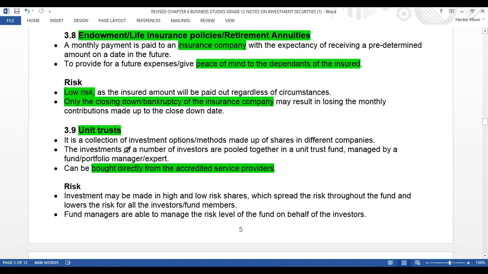Risk for this unit trust. We know that the investment may be made in high and low risks, which spreads the risk throughout the fund and lowers the risk for all the investors or fund members. Does it make sense? The fund managers are able to manage the risk level of the fund on behalf of the investors. Right. Let's carry on.